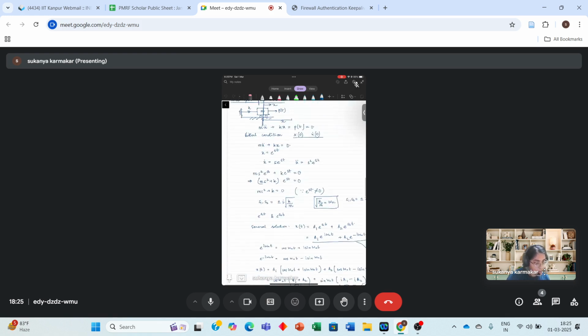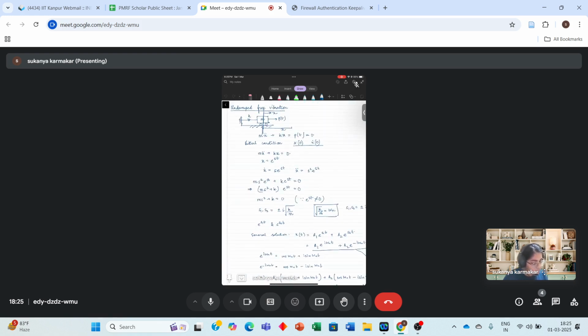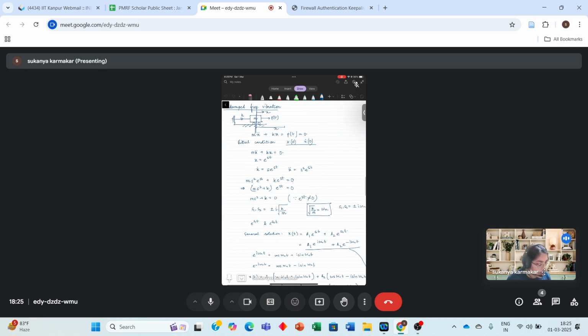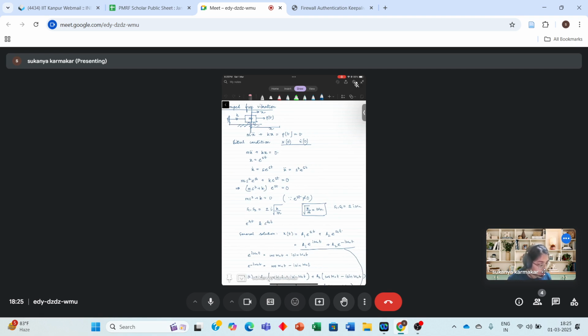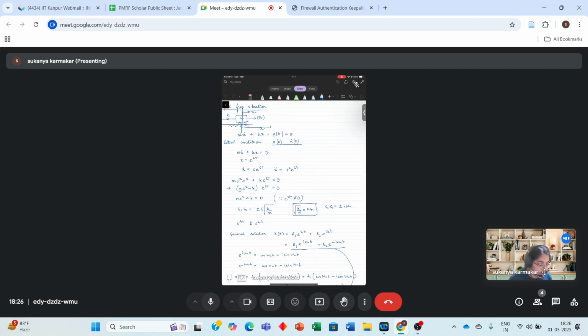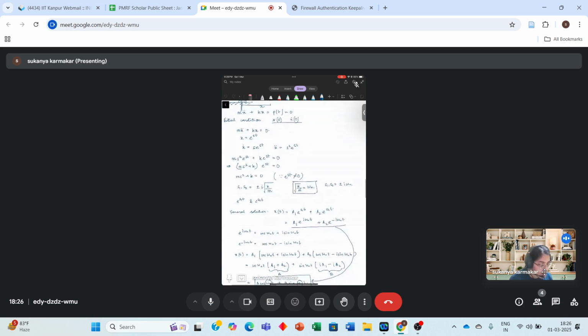We said the general solution is a1 e to the power s1t plus a2 e to the power s2t. We started with e to the power st, and we figured out that s1 and s2 are of this format, plus or minus i omega n. So our general solution is a1 e to the power s1t plus a2 e to the power s2t.